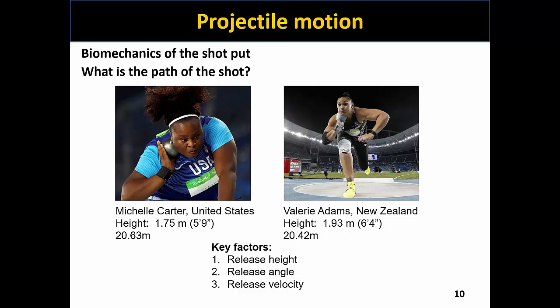Those key factors relate to the height of the release, which we'll define on the next slide, the angle of the release of the object, and the velocity of the release. And we'll just make a note at this point. We'll address this a little bit later on in this projectile motions subunit of Module 3, that Michelle Carter is reported to have a standing height of 5'9". Valerie Adams is 6'4", and these two facts will be factors in the release height as we examine it much later.